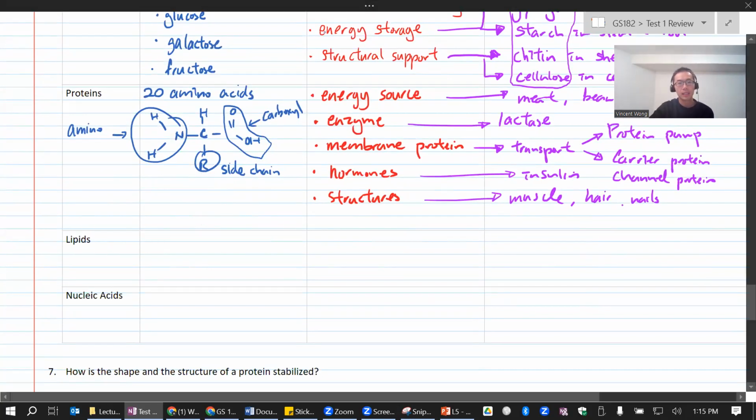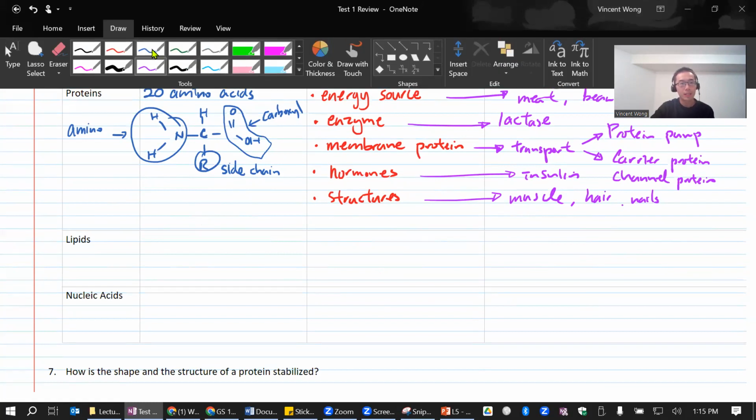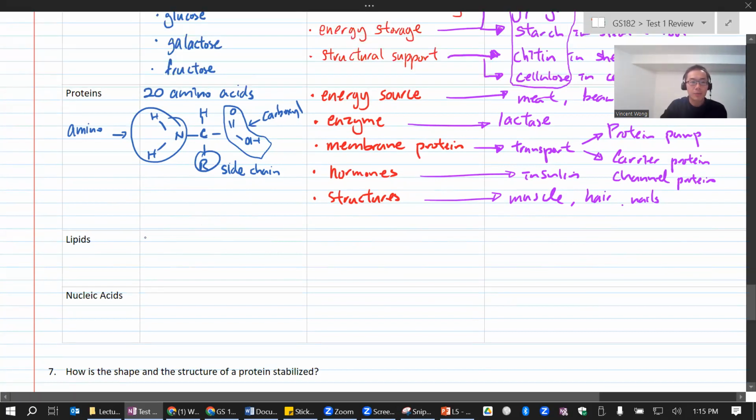Lipids. Lipids do not have monomers. Instead, we have different components. Like the glycerol, the fatty acids. Let me spell that out for you. Fatty acid. You can have the phosphate group, the polar head. And the carbon rings, right?